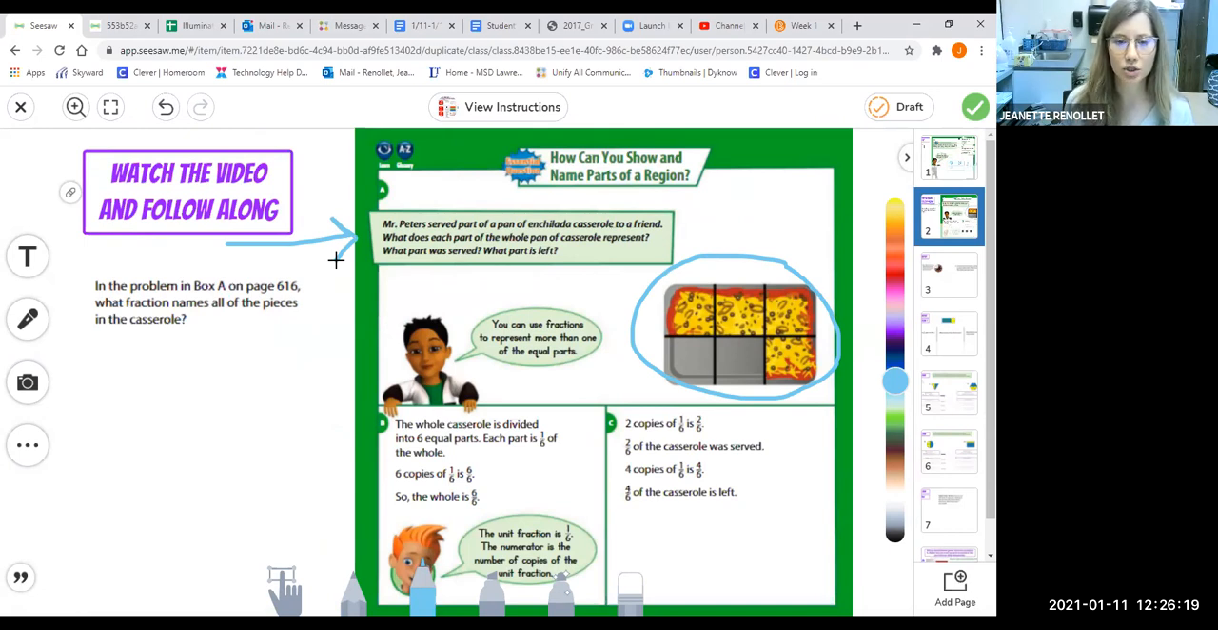Mr. Peters served part of a pan of enchilada casserole to a friend. What does each part of the whole pan of casserole represent? What part was served? What part is left? Okay, so this is a real life situation. When we make a pan of food at home, sometimes some of it is gone. Sometimes there are leftovers. Fractions can help us know what's left and what was eaten.